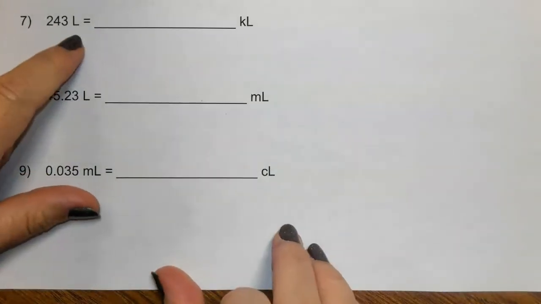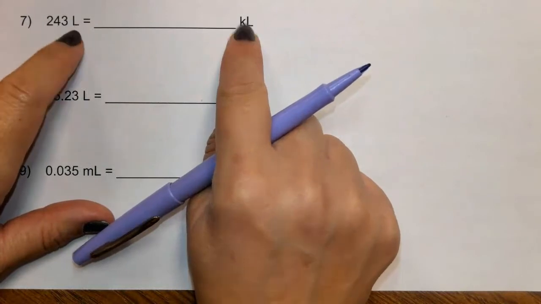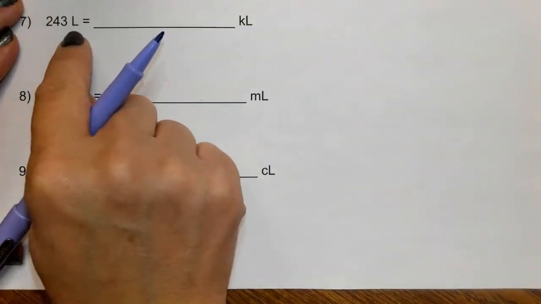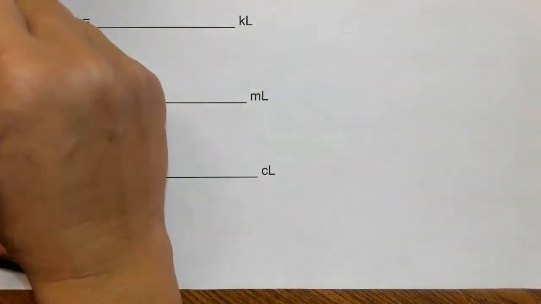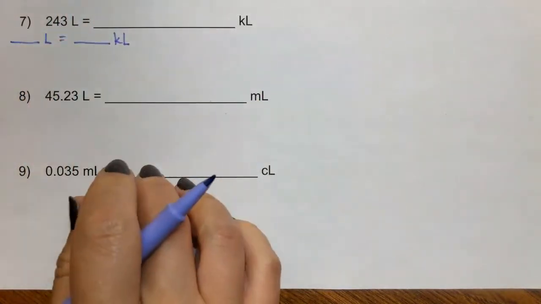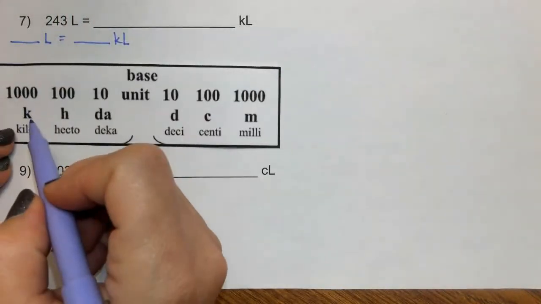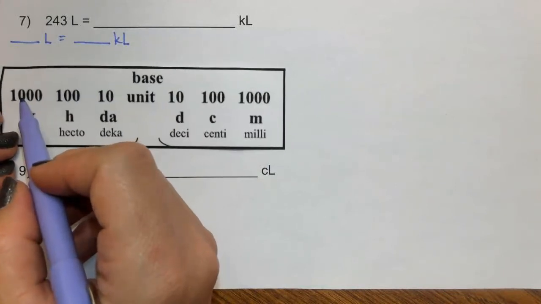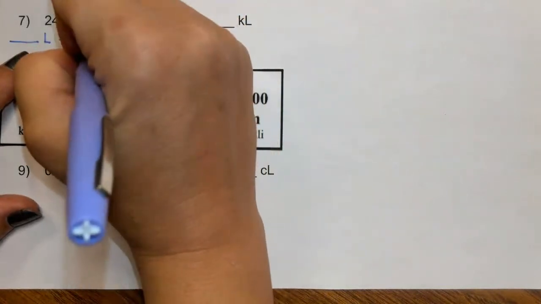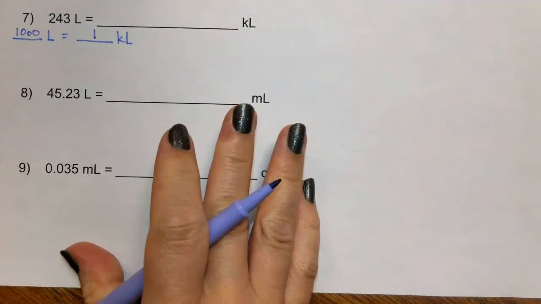Number 7, we have 243 liters is equal to how many kiloliters? So is one of these a base unit? Yes, liters is a base unit. So we're just going to have one conversion factor. How many liters are equal to how many kiloliters? And so we'll use our little chart. We'll go to kilo. Kilo is 1,000, so we have 1 to 1,000. And kilo has to get the 1 because it's larger, and that makes liters, or my base, equal to 1,000.